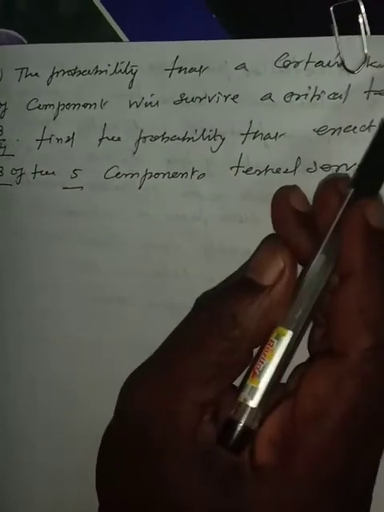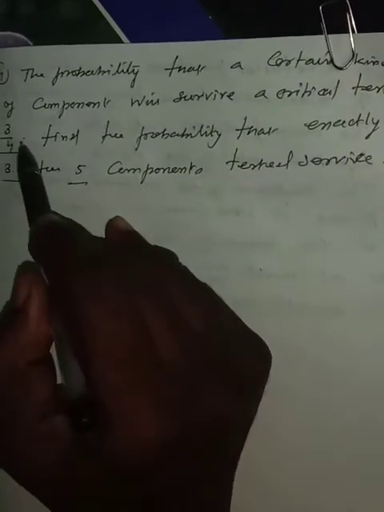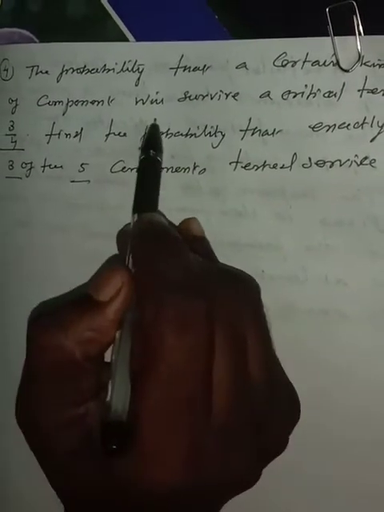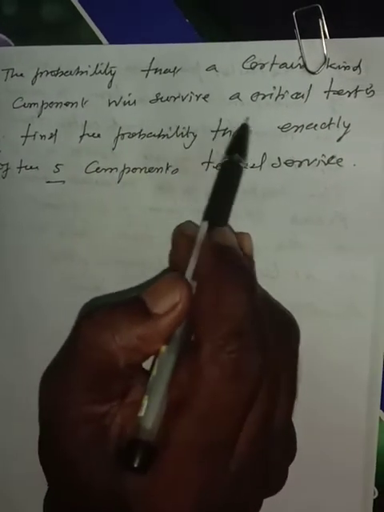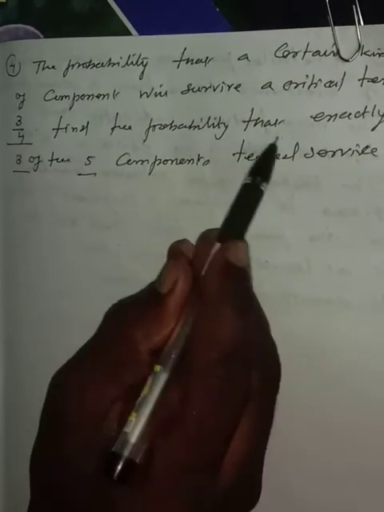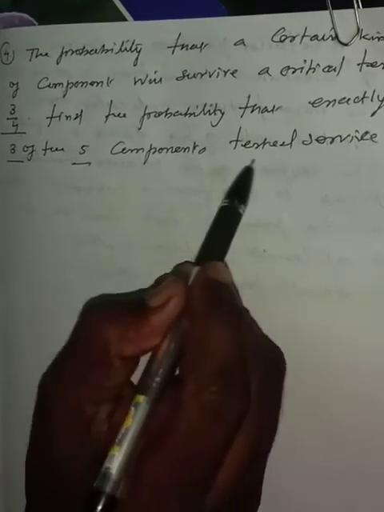Number 4. The probability that a certain kind of component will survive a critical test is 3 by 4. Find the probability that exactly 3 of the 5 components tested survive.